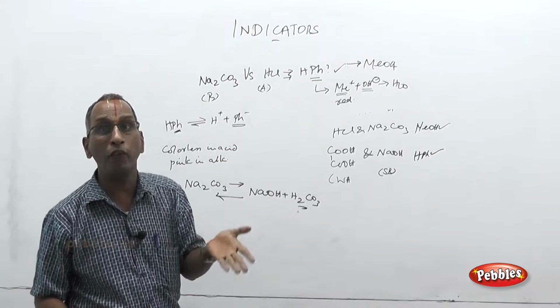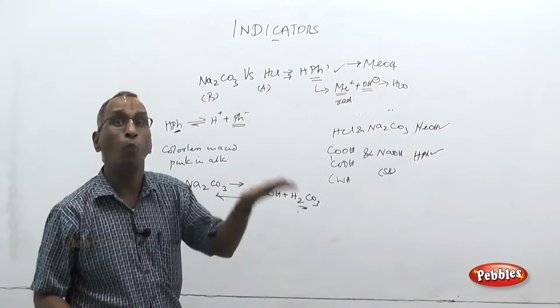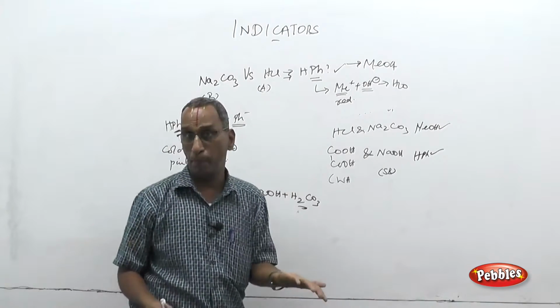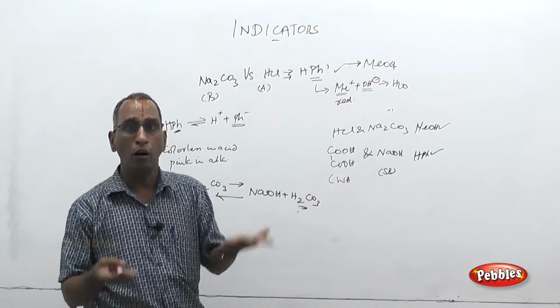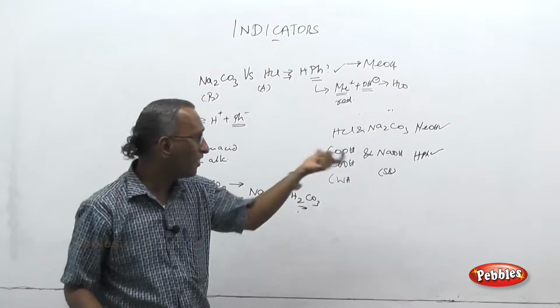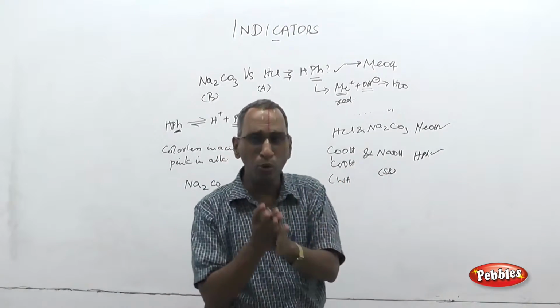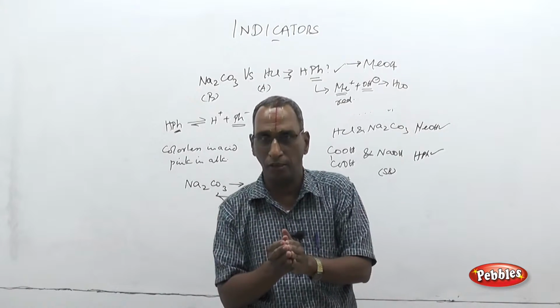Also, this limitation of indicator has been studied only with respect to ionic equilibrium by considering them as weak acid or weak base. So these are indicators used for particular types of titrations.